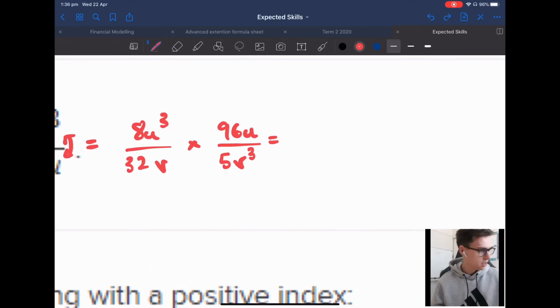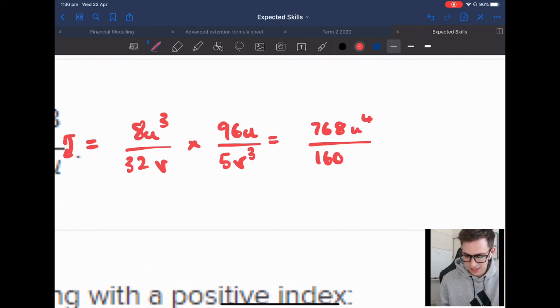So if I go across the top, I definitely need a calculator for this, or I'm going to lose my brain. So we're going to go 8 times 96, and we are going to get 768. And then I've got u cubed times u, so I'm going to get u to the 4. On the bottom, I'm going to get 32 times 5. Well, 5 times 30 should be 150, so I should get 160 v to the 4. And then you go, oh, well, can that simplify? Actually, I do need my calculator.